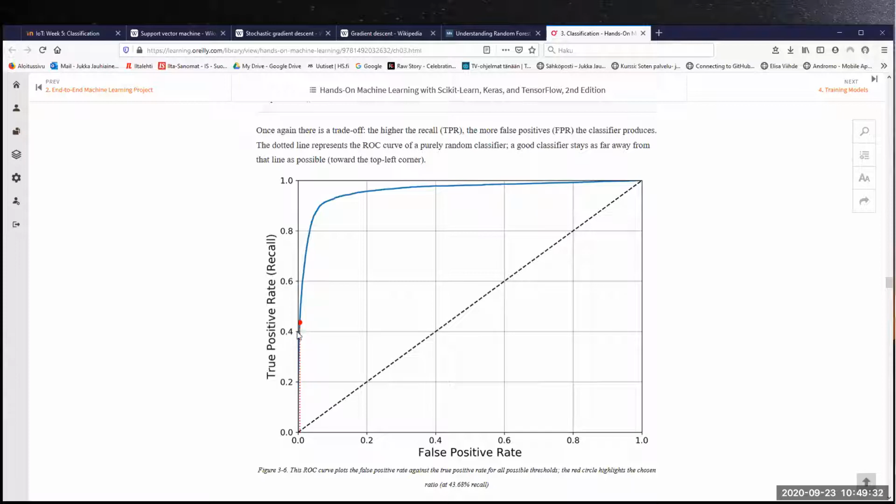But in general, you see here that when the true positive rate goes up, then the false positive rate also goes very high. It starts to increase.